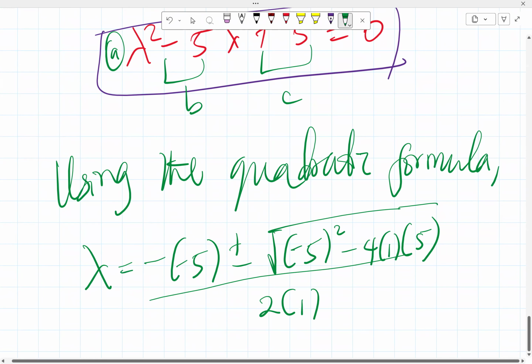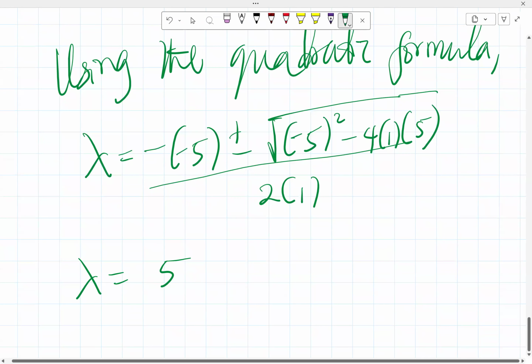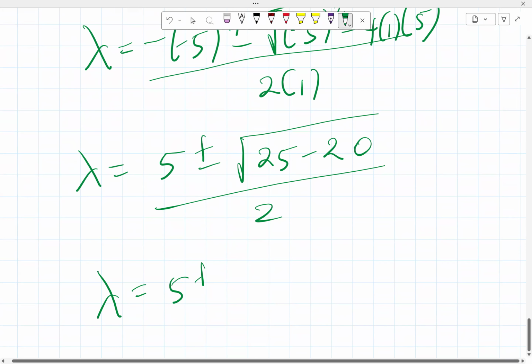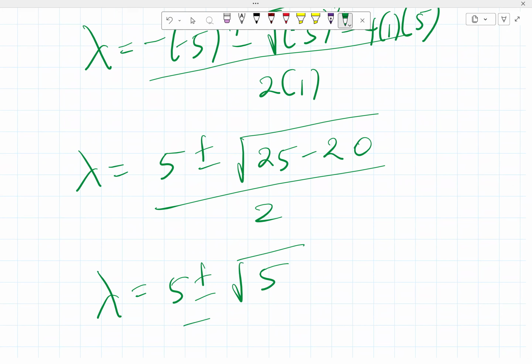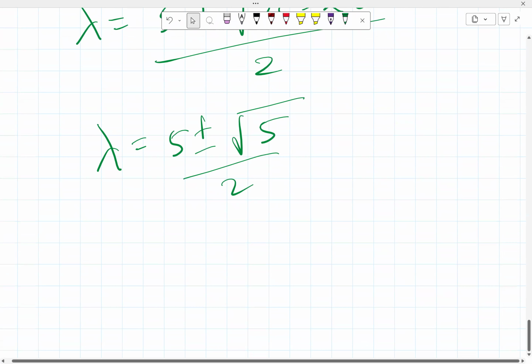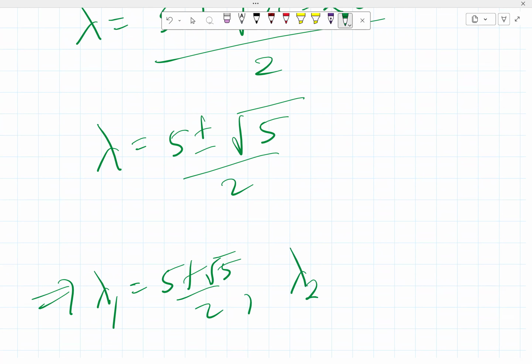That's 2 times 1. So lambda equals 5 plus or minus the square root of 5 squared, which is 25, minus 20, all over 2. So we are going to have two distinct real roots. That's 5 plus or minus root 5 over 2. So lambda 1 is 5 plus root 5 over 2, and lambda 2 is 5 minus root 5 over 2.